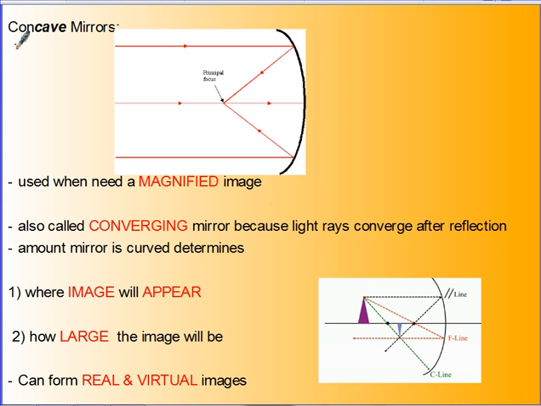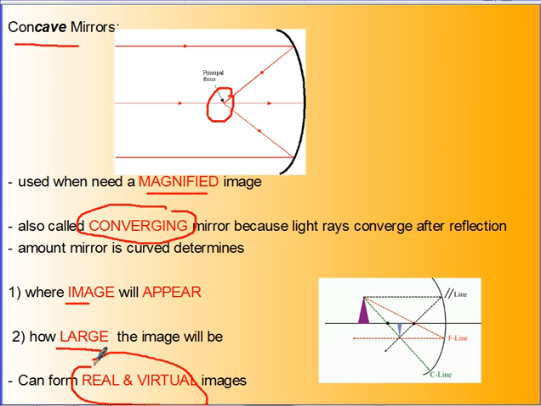Now let's talk about concave mirrors. We use these when we need to magnify an image. We also call these converging mirrors because the light rays come in and converge on a point, and that point is the focus. Now the image is the position where the rays come together and the image is formed. The image will also be different sizes. For a concave mirror, the image can be real or it can be virtual. So you can project it on a screen or not project it on a screen.